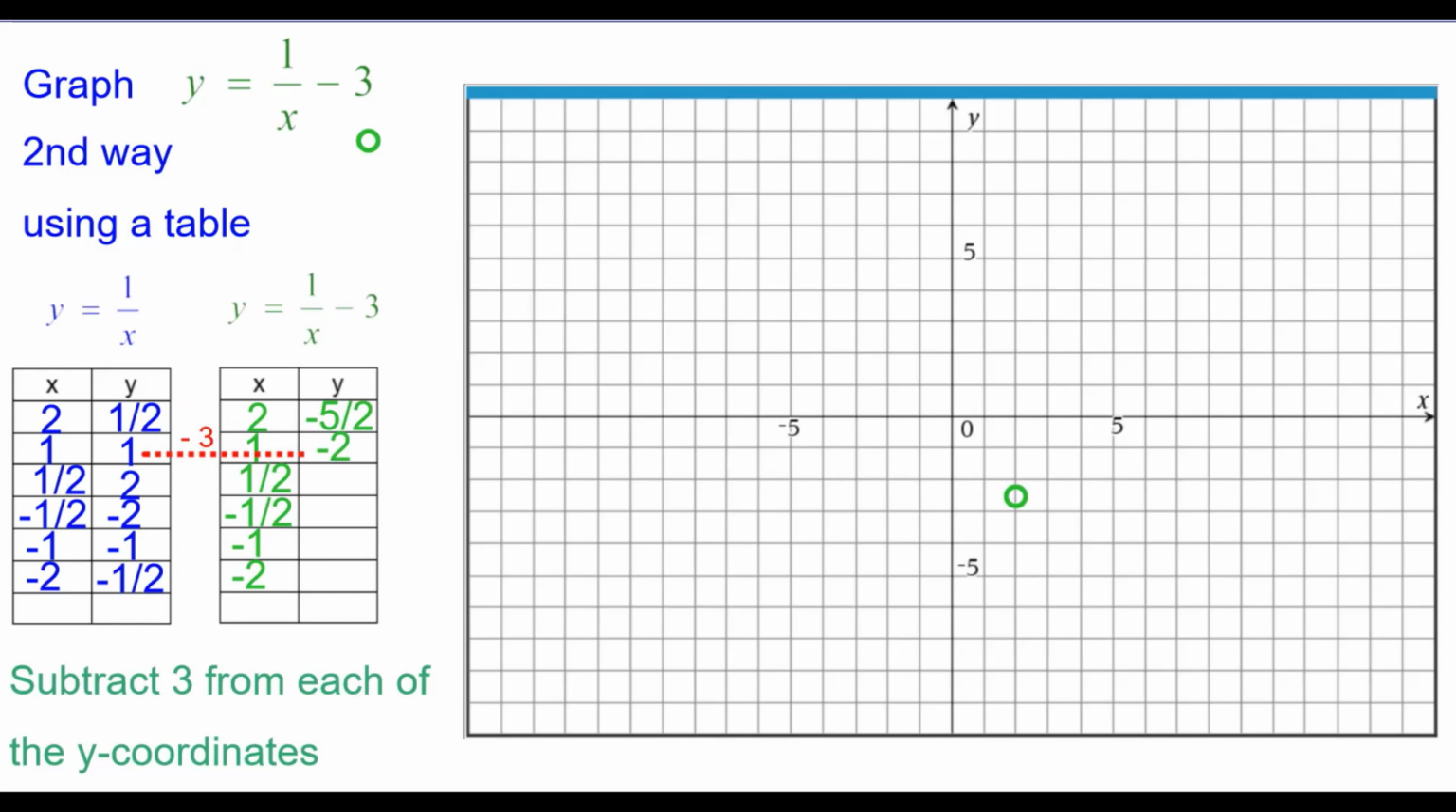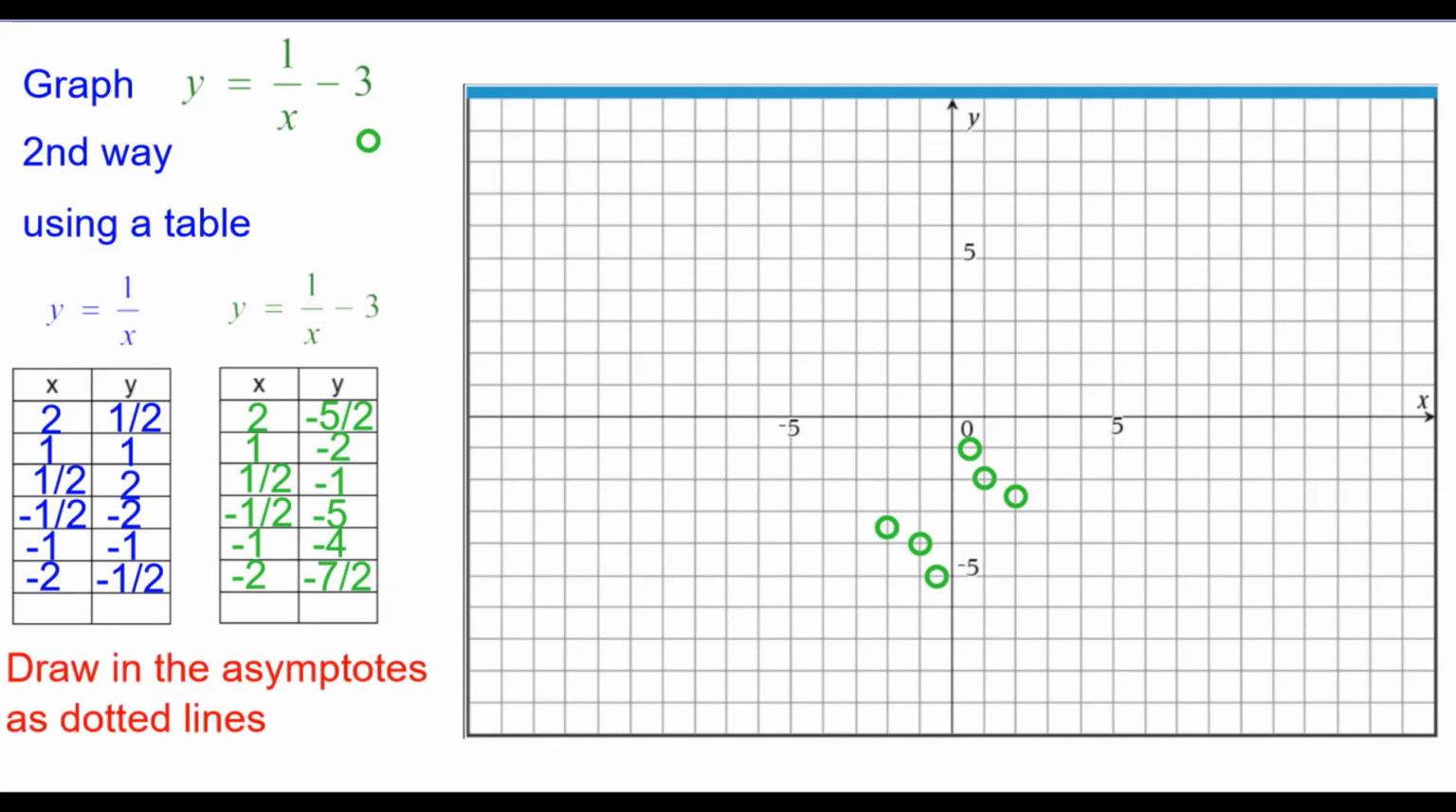1 minus 3 is -2, so plotting 1, -2. And 2 minus 3 is -1, plotting the point 1/2, -1. -2 minus 3 is -5, so -1/2, -5. -1 minus 3 is -4, so plotting -1, -4. And finally, -1/2 minus 6 halves would be -7 halves, so plot -2, -3.5.